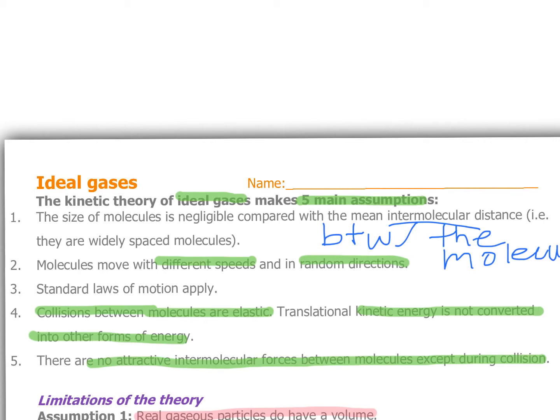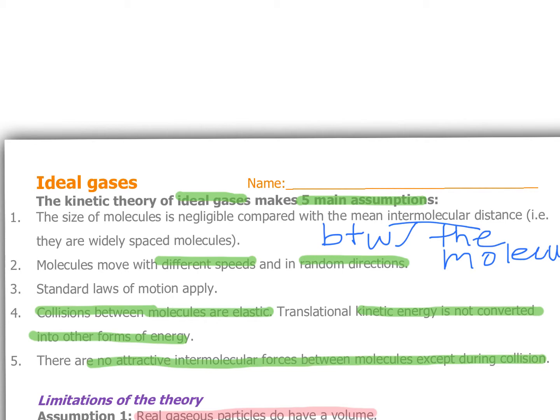Intermolecular means between the molecules. Inter, I-N-T-E-R, would mean between. Intra, I-N-T-R-A, is within. So we're talking about intermolecular, so we're talking about the distance between them.